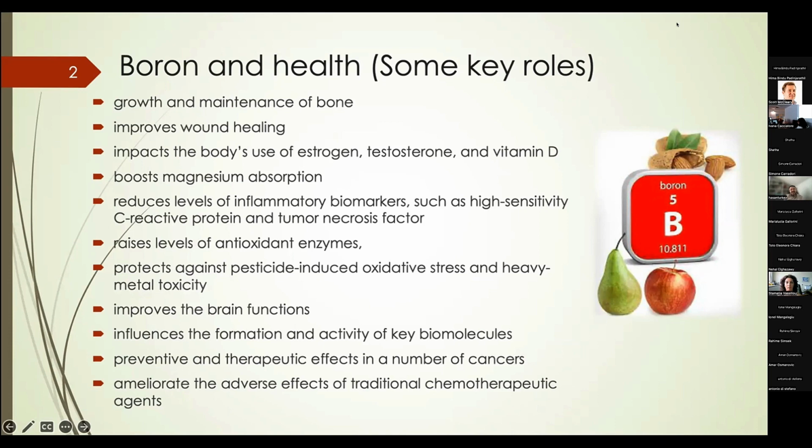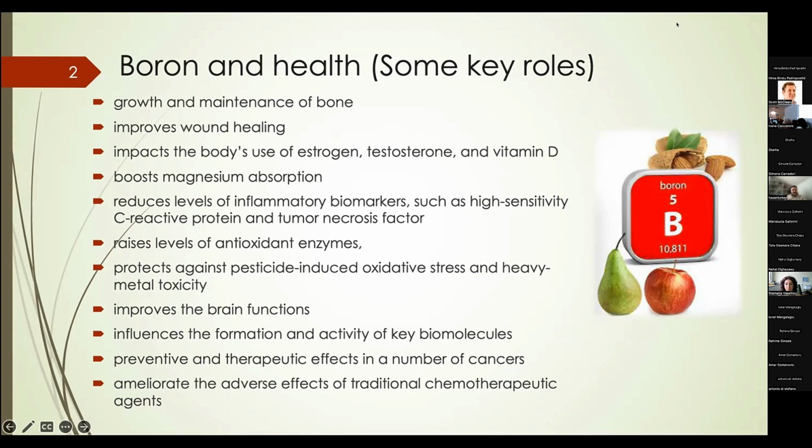Boron improves the brain's electric activity. This activity is directly related to cognitive functions and short-term memory in the elderly. Now we are seeing from the literature that boron influences the formation and activity of key molecules such as, for example, S-adenosylmethionine or nicotinamide adenine dinucleotide levels.